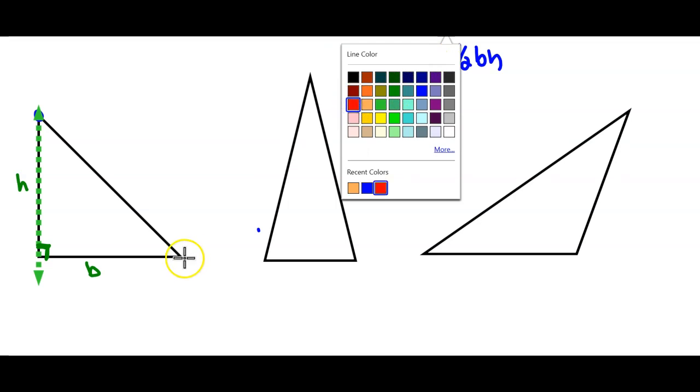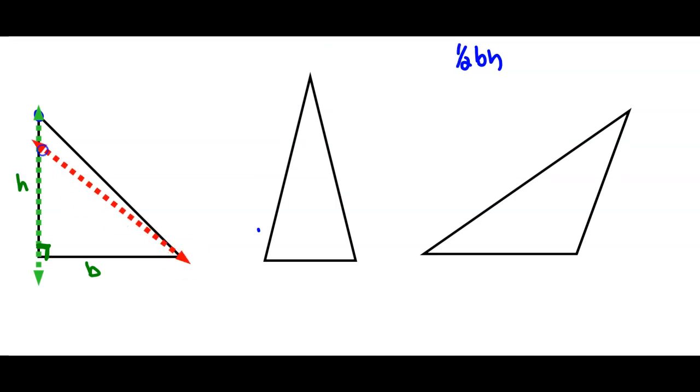We could pick at the height going from this corner to the opposite side. None of those make a right angle. Oh, it makes a right angle right here. If we're talking about the red that's going on, then this would be the height and this would be the base. But there's one more height to it.